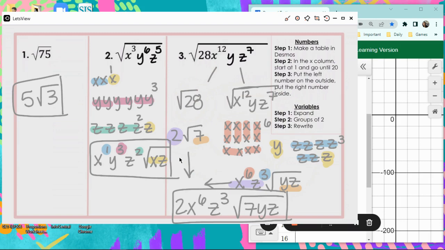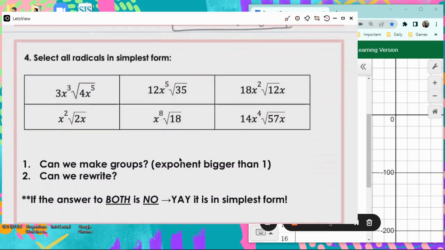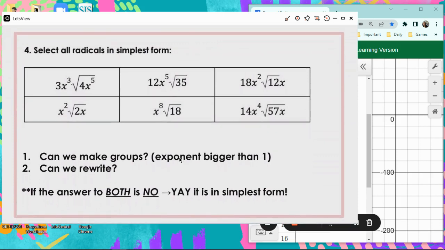All right, the last question type that you are going to see is wanting to know if something is in simplest form. And this is a question you will see on the SOL. So there are 2 questions you want to ask yourself. Can we make groups? And can we rewrite? So can we make groups? If you have an exponent bigger than 1, so 2, 3, 10, 15, 1,000, those are all bigger than 1, and you could make groups of 2.